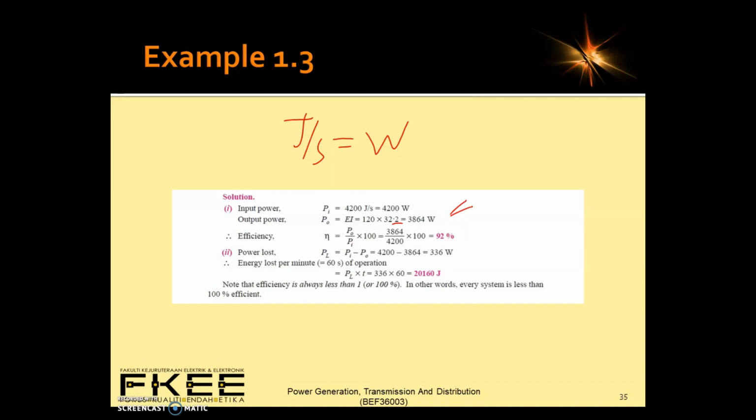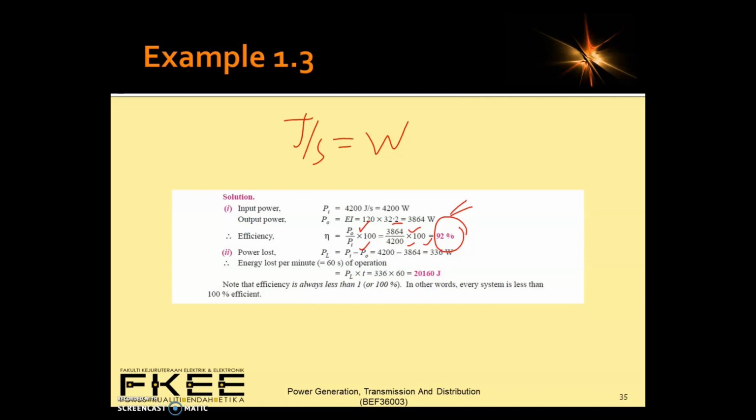So first you have to find the percentage of efficiency. As we know, the equation is output energy over input energy, so P output over Pi. We know P output is 3,864. We divide it by 4,200 times 100%. So we get the energy efficiency for the generator is 92%.